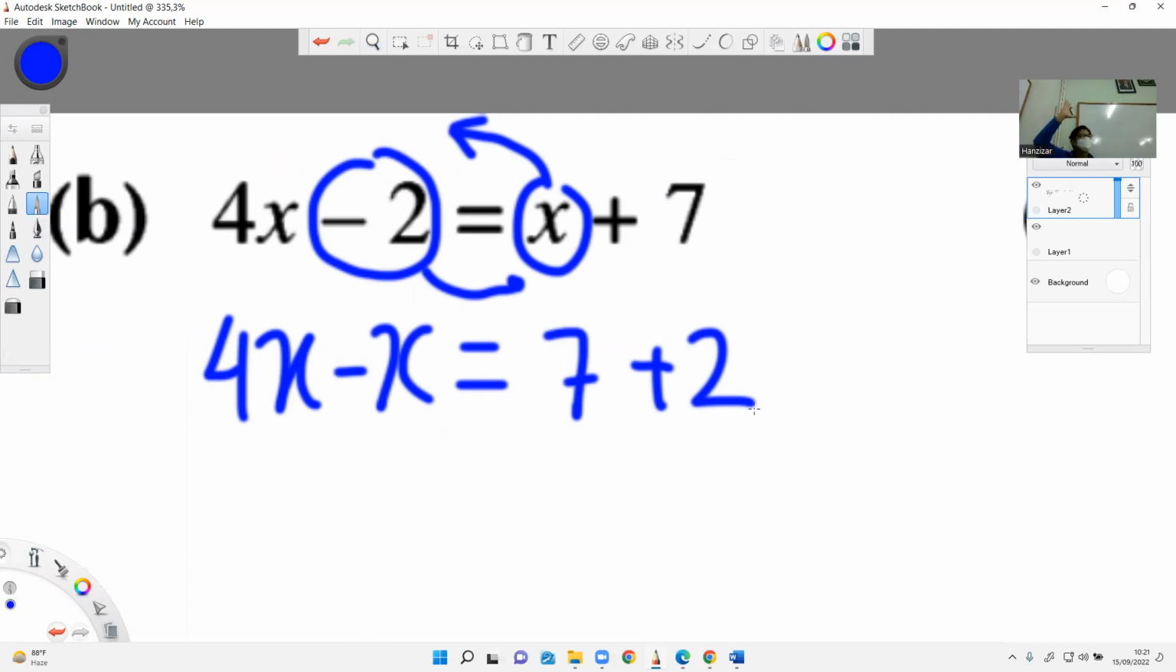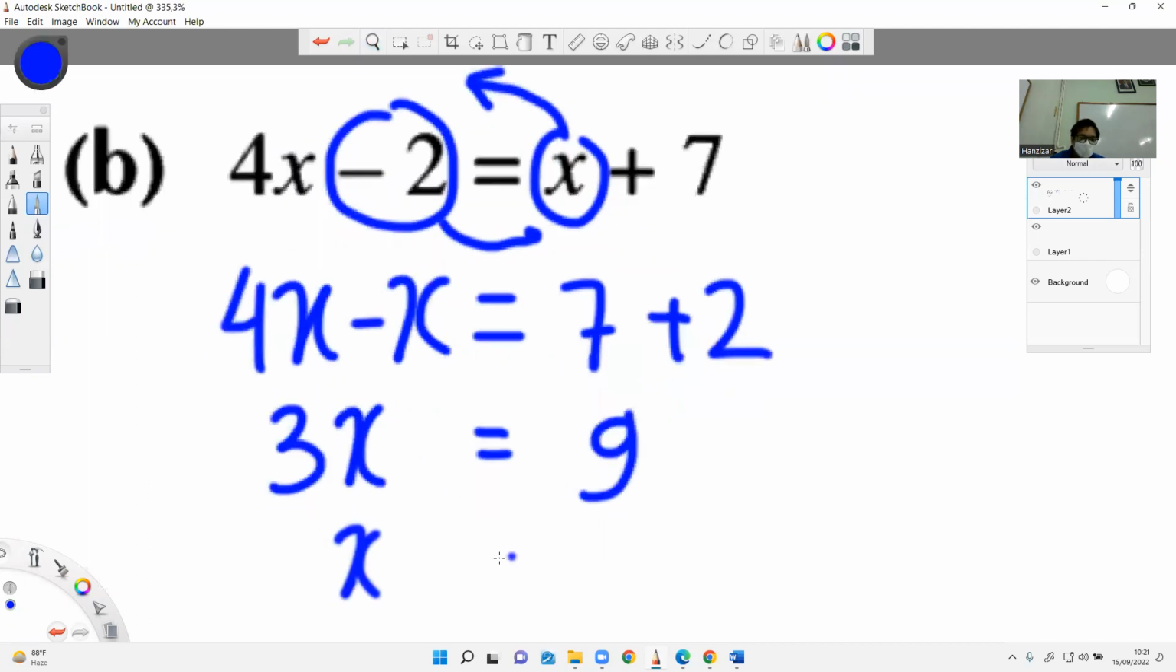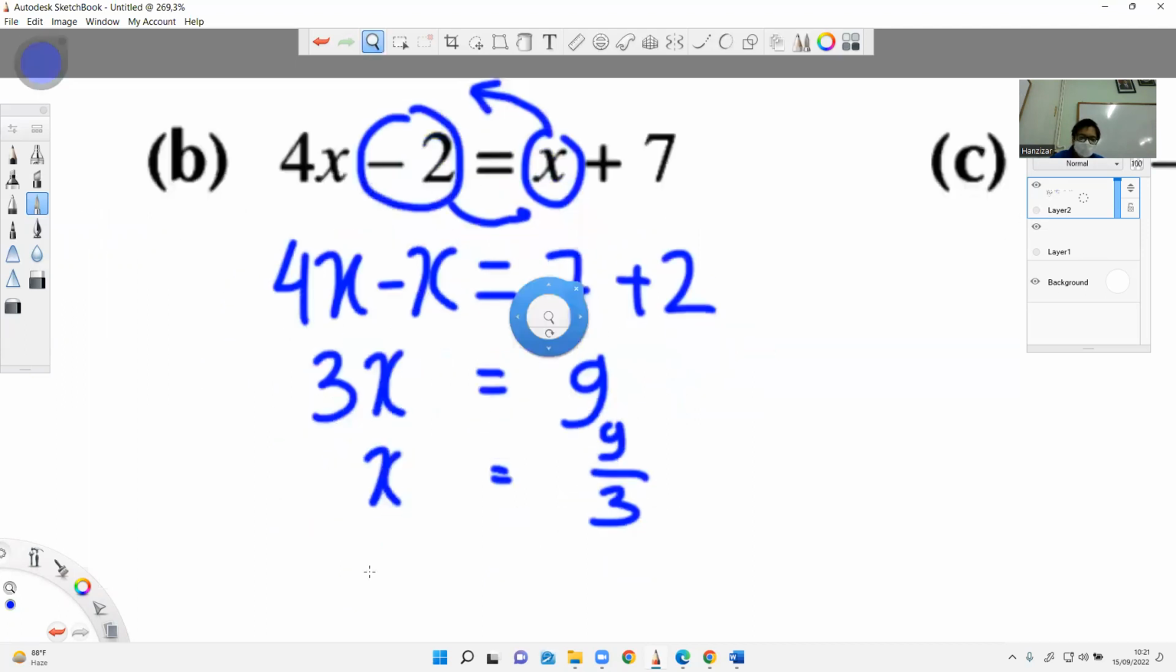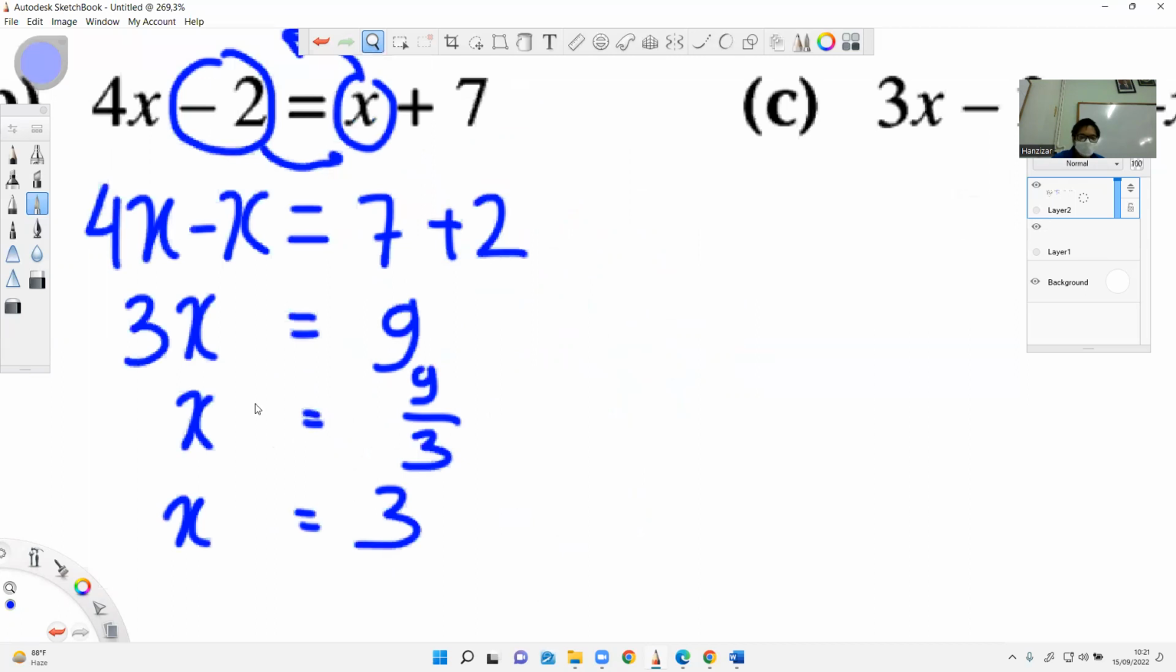Who still doesn't understand? No one? Okay, I just want to make sure that every one of you understands. No problem if you don't understand, please ask. Equals 9. X is 3? How come? X is not 9. Don't cut the step. Use the formula. Right? Divided by 3, 3. X is 3. Any questions so far? No? Okay, let's go further.